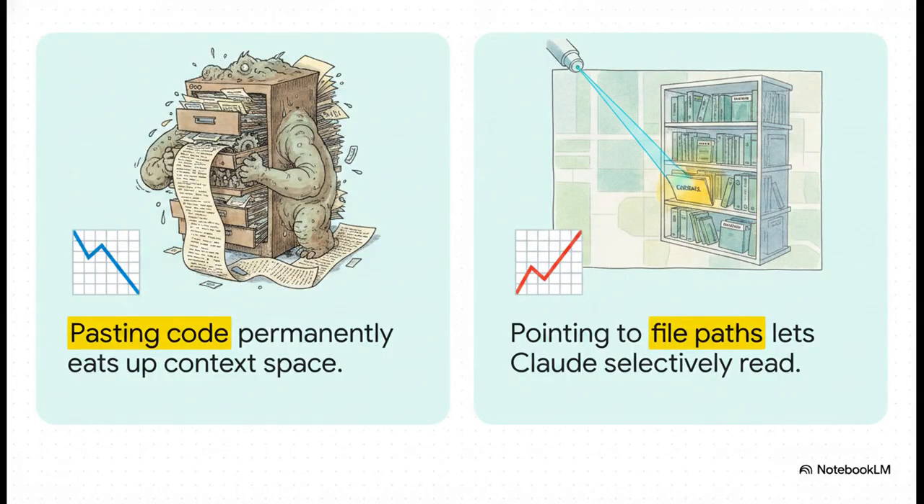Also, notice how simply changing your prompting style can save massive amounts of context. Stop pasting huge blocks of text or raw stack traces. It permanently eats up your token budget for the rest of the session. Instead, you just want to reference specific file paths in your prompt. Telling Claude to look at the validateToken function in src/auth.ts allows it to selectively read exactly what it needs. It keeps your session blazingly fast and super lean.